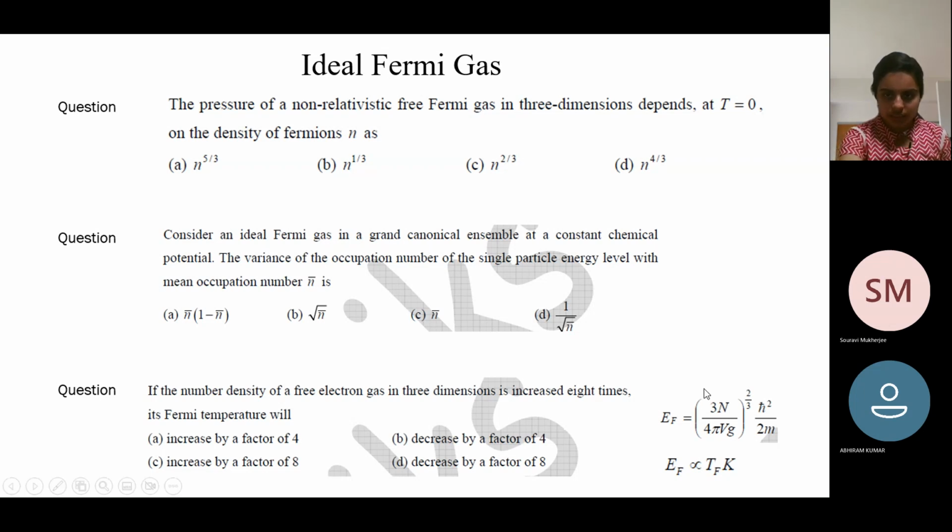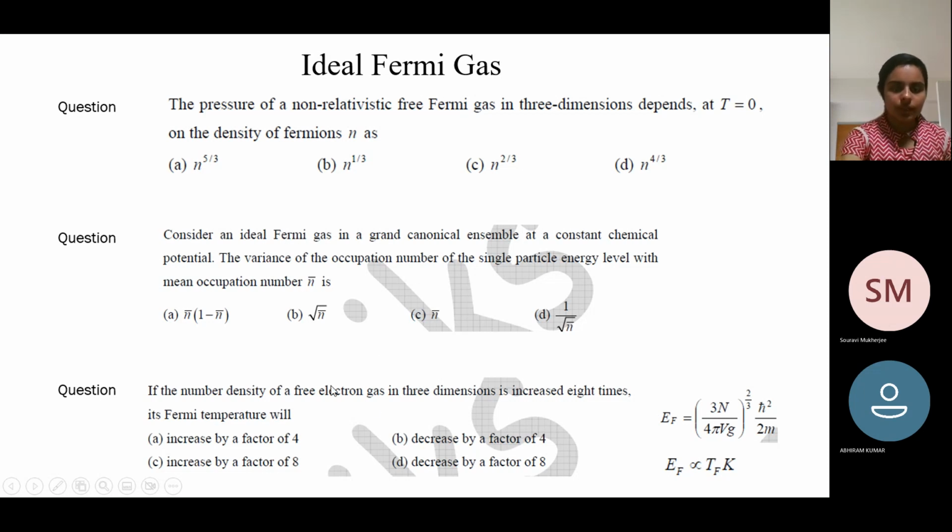So I don't think it should take much time. See, if the density is increasing 8 times, that means n by v has increased 8 times. So if you do 8 to the power 2/3, that many times your Fermi energy should have increased. 8 to the power 2/3 is actually 4. So that means your Fermi energy has increased 4 times. Because Fermi temperature is proportional to Fermi energy, this will increase by a factor of 4, right?